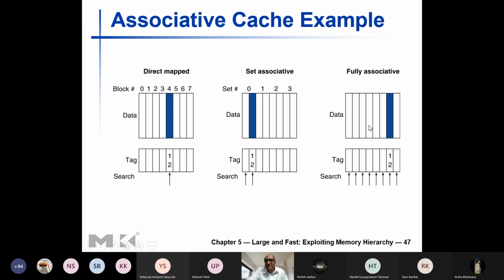So in this case, as I mentioned, it's fully flexible. We don't know where the block will be available. Therefore, we need to search all the entries. You can see here, we need to compare with all the tags. Whichever tag gives you the match, then you can say that the desired block is present at this particular location. And if none of them matches, it means that it's a miss.